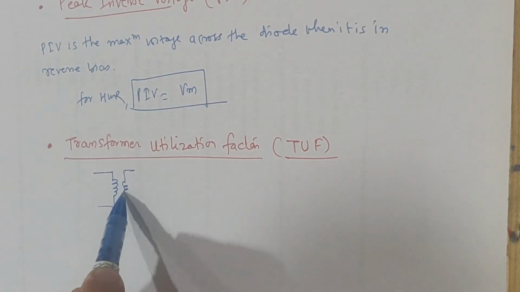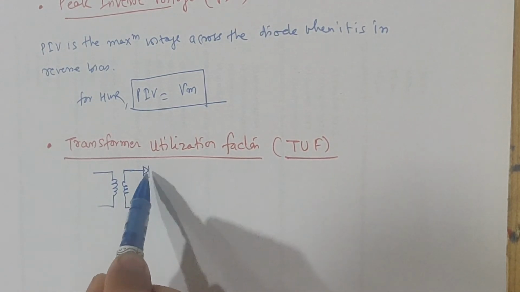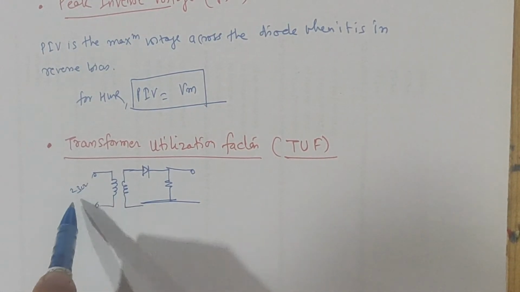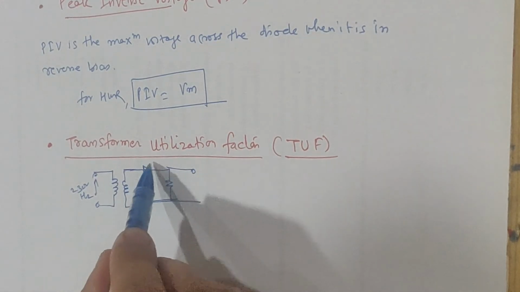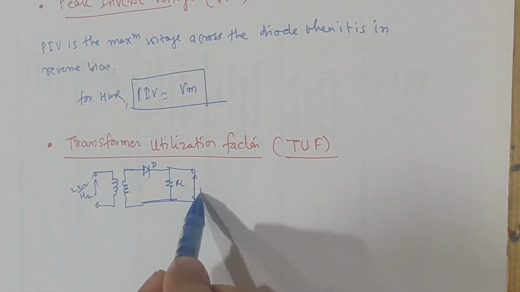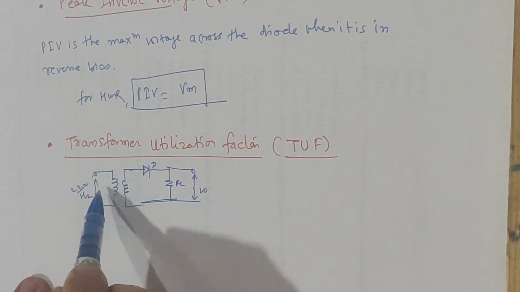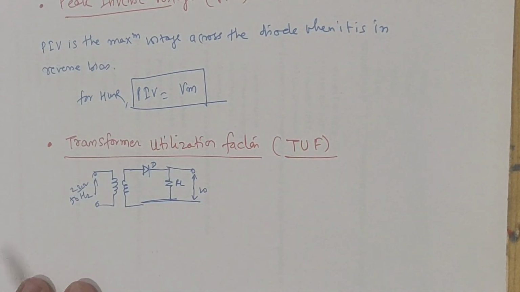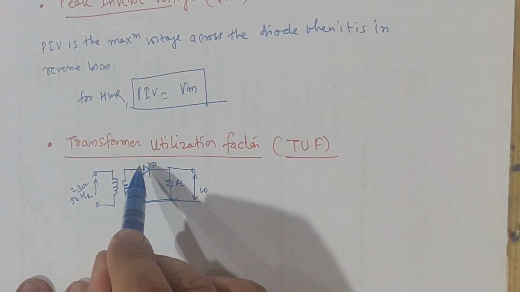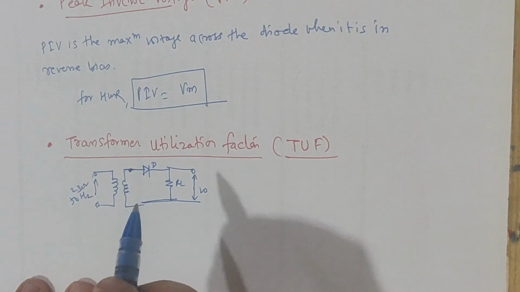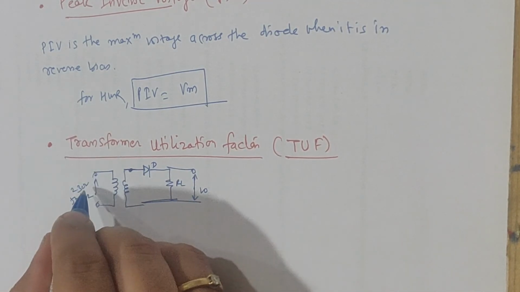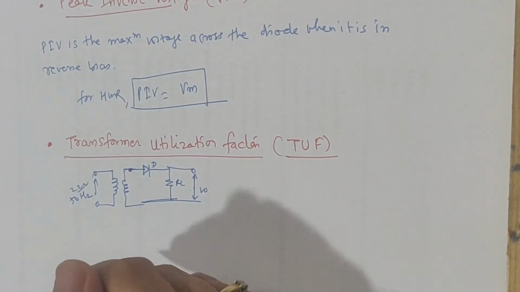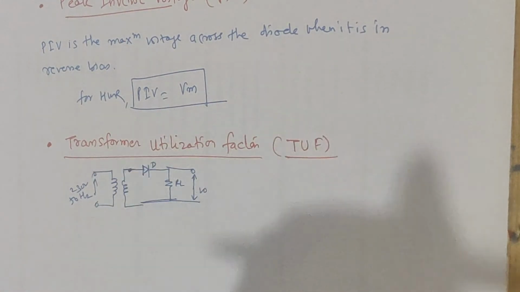So this was our transformer. I have told you that it is usually a step down transformer, and then this is our circuit. So here we apply 230 volts, 50 hertz, and then this is the diode, this is RL, and this is our V0. Now see, the AC rating of the transformer is somewhat different. It is 230 volt, 50 hertz. But the diode is getting a different voltage. Why? Because the primary voltage of the transformer is 230 volt, but the secondary voltage of the transformer is stepped down. We have stepped it down, so it will be lowered according to the ratio, right?